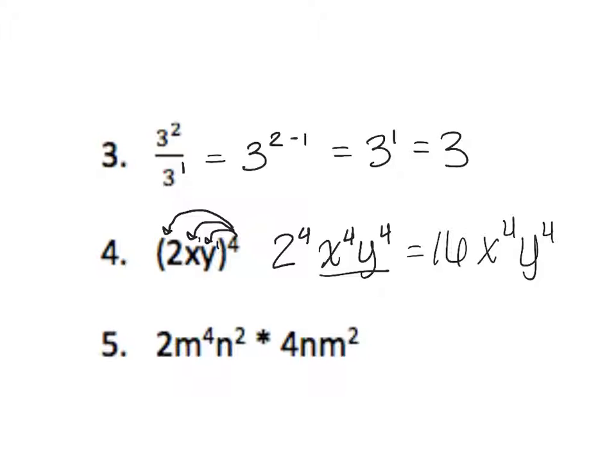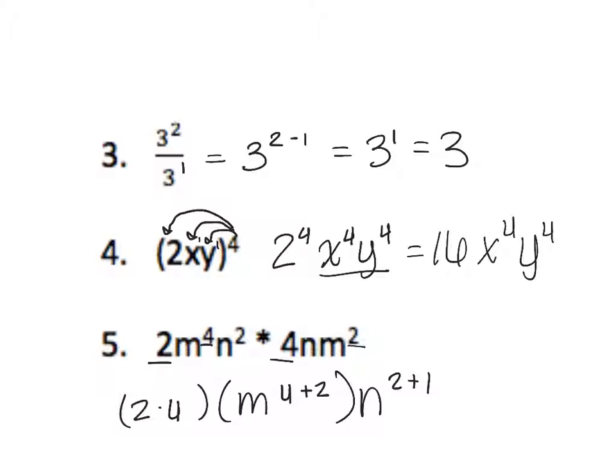And then on problem number 5, we have the product rule again. So we're going to multiply 2 times 4, and then for the rest of them, we are adding our exponents. So m to the 4th plus 2, n plus 1, because there's that imaginary 1 there. Then we rewrite that. So 2 times 4 is 8, and then we just add our exponents.